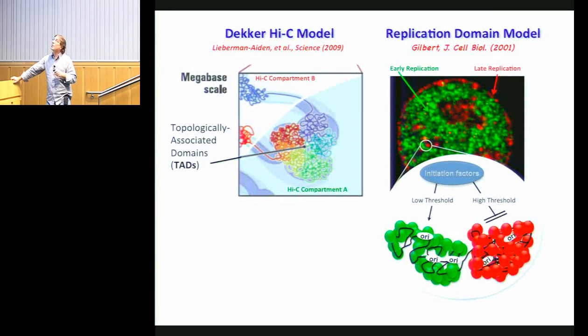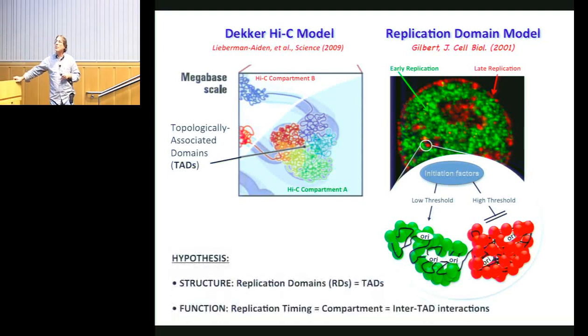And I just show this old cartoon to show you what an epiphany this must have been for us. This is how we were thinking about replication domains in the lab. So this immediately raised the hypothesis that replication domains are actually TADs. And this, by the way, was the first thing that convinced me that 3C people are actually looking at something real, once you see your own data and someone else's data. And then that the replication timing is reflecting the compartment, which is a result of inter-TAD interaction. So we set out to test this hypothesis.